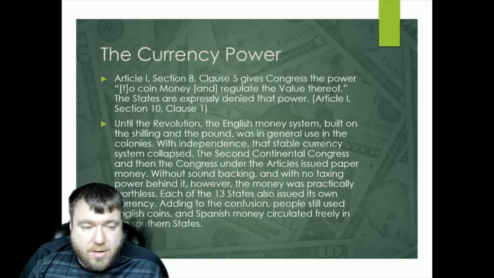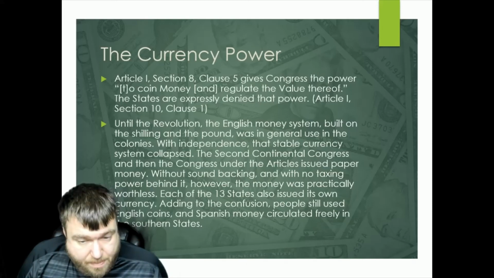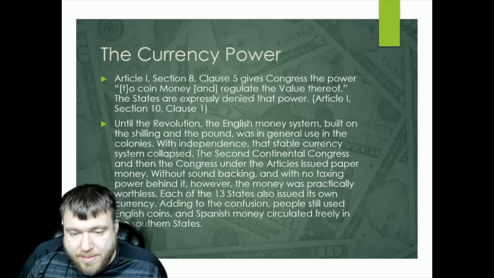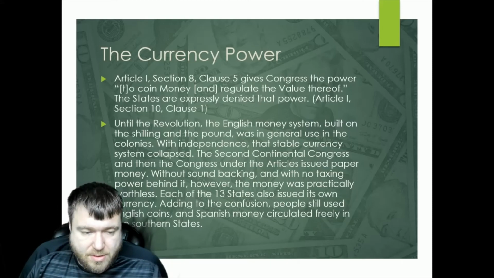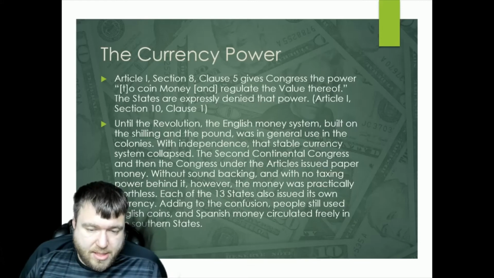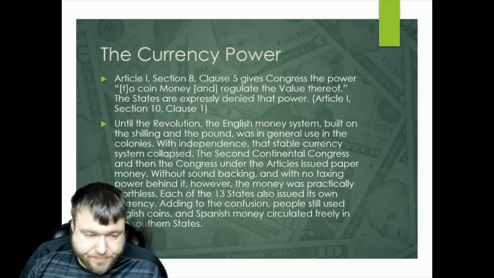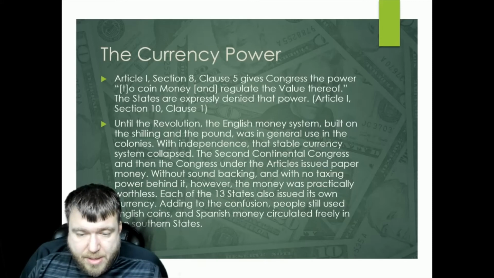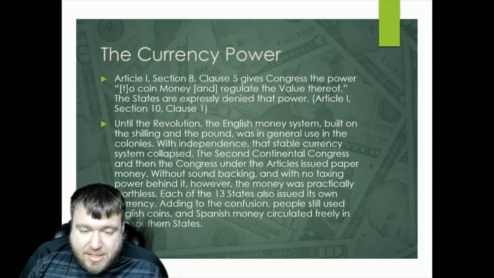The Second Continental Congress and then the Congress under the Articles issued paper money, without sound backing and with no taxing power behind it. However, the money was practically worthless. Each of the 13 states also issued its own currency. Adding to the confusion, people still used English coins, and Spanish money circulated freely in the southern states.